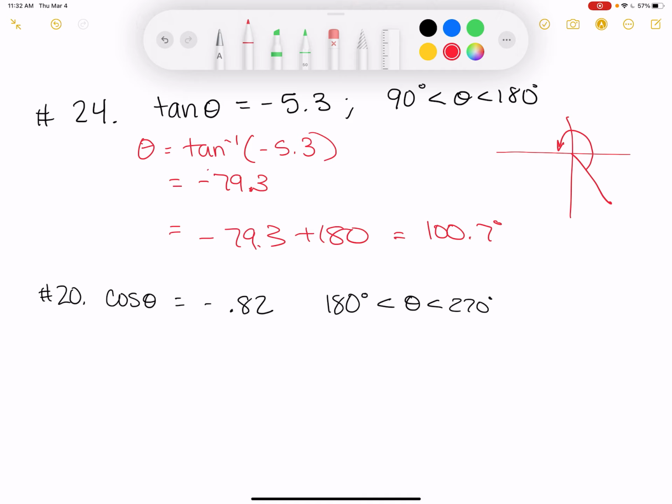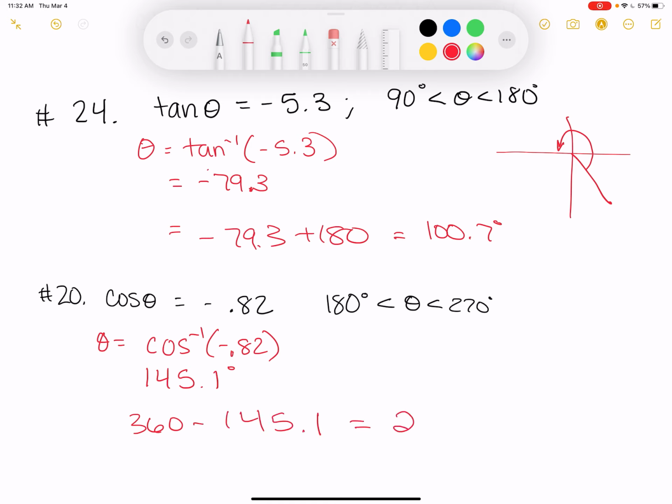All right, just for the sake of time, because the bell's probably going to ring. Okay, theta is equal to the inverse cosine of negative 0.82. And what does that give us? 145.1 degrees. I need to get between 180 and 270. What do you think I need to do to get there? Subtract by 360. Okay, so we're going to do 360 minus 145.1, and that's going to give us approximately 214.9 degrees.